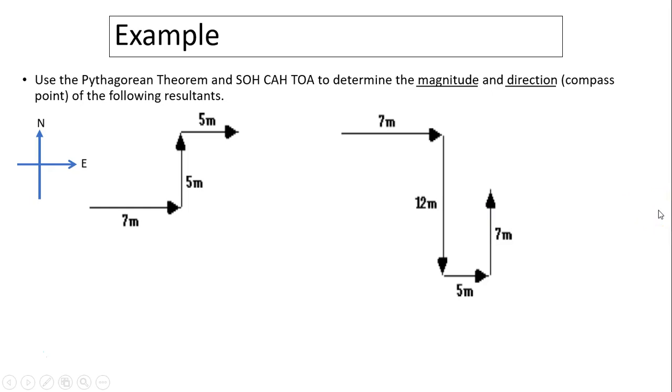Now let's do another example. Use the Pythagorean theorem and SOHCAHTOA to determine the magnitude and direction, using compass points, of each resultant. Here's the compass point. The resultant is just from the beginning to the end. To find the resultant, we add all the horizontals together, 7 plus 5, which is 12, and all the verticals together. The vertical is just 5, and here is the resultant.